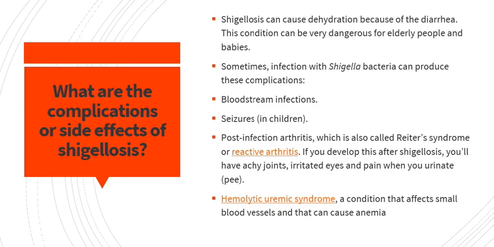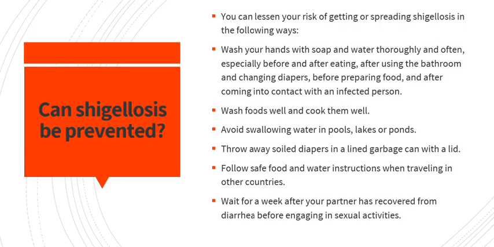Here we can look at the complications or the side effects. They can cause dehydration because of the diarrhea. This condition can be very dangerous for elderly people and babies. Sometimes infection with the Shigella bacteria can produce these complications: a bloodstream infection, seizures in children, and post-infection arthritis, which is also called Reiter syndrome or reactive arthritis. If you develop this after shigellosis, you will have itchy joints, irritated eyes, and pain when you urinate. Also hemolytic uremic syndrome, a condition that affects the small blood vessels and can cause anemia.